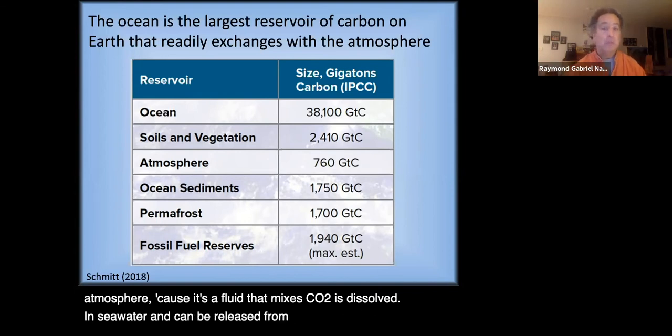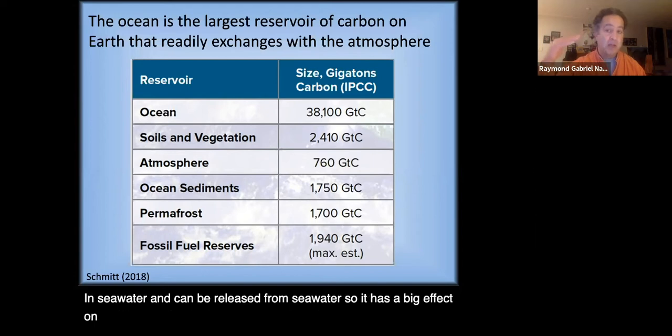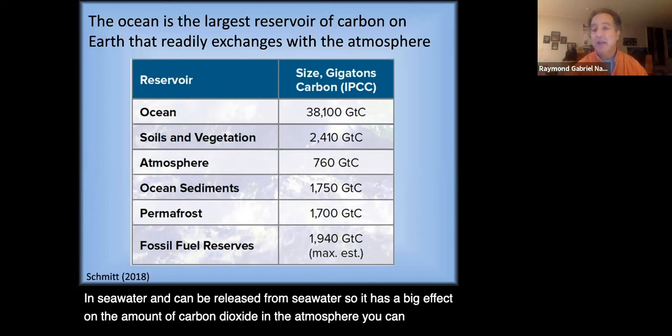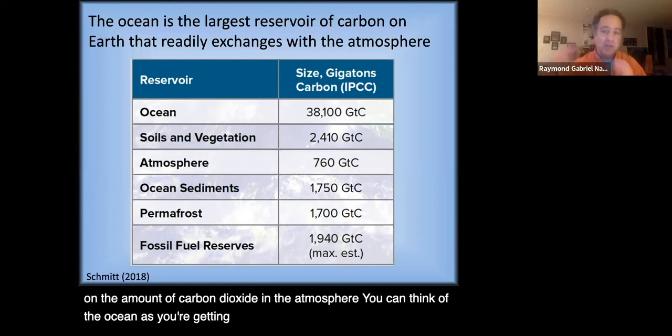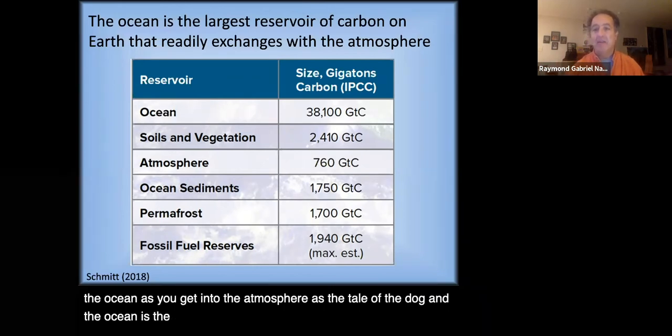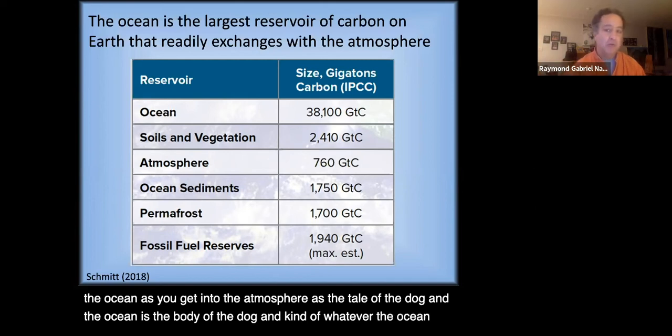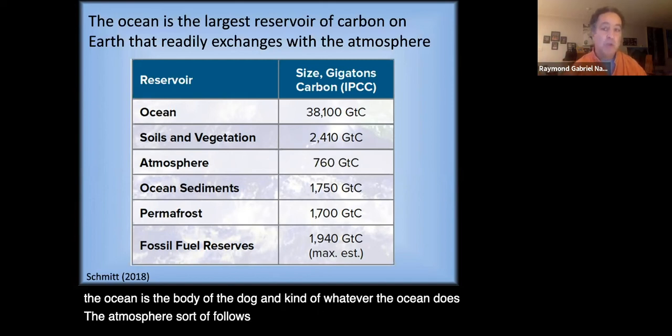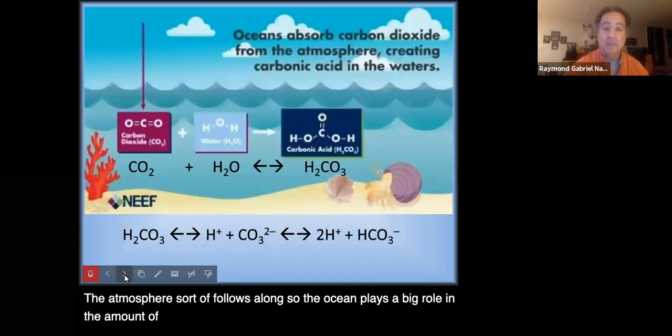So it has a big effect on the amount of carbon dioxide in the atmosphere. You can think of the atmosphere as the tail of the dog, and the ocean is the body of the dog. And whatever the ocean does, the atmosphere sort of follows along. So the ocean plays a big role in regulating the amount of carbon in the atmosphere.